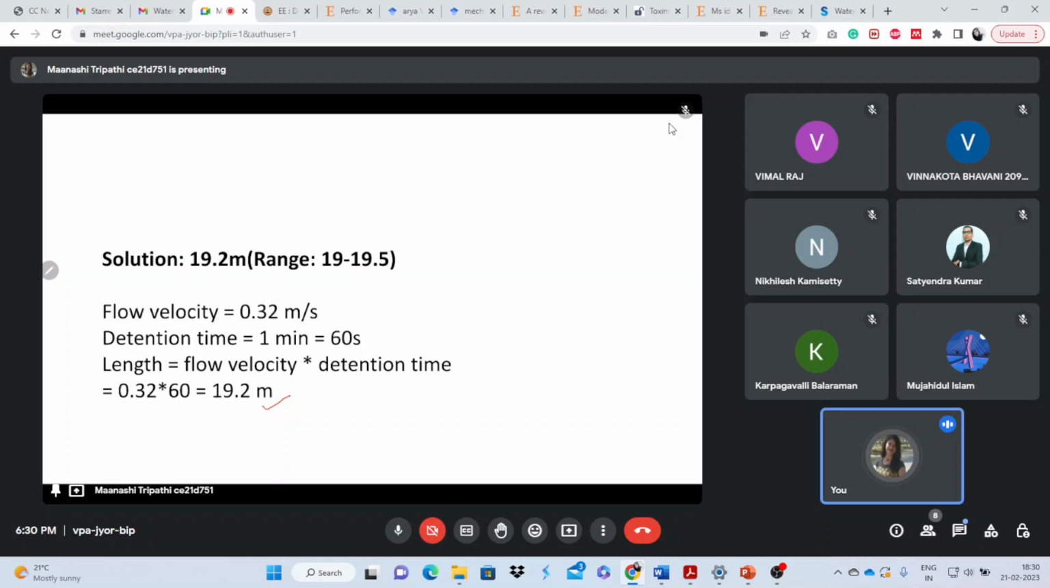I hope you understood what we are trying to do. So how does this grit chamber work? Grit chamber is in the form of a long stream from where flow is coming with the velocity 0.32 meter per second.